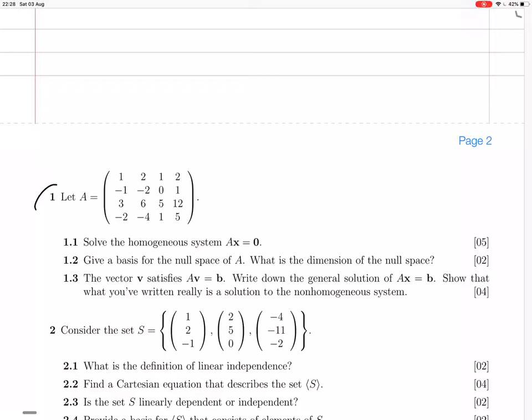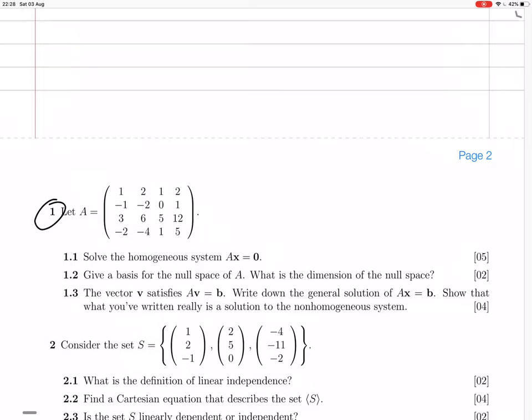Okay, so question one. They give us a matrix A and say solve the homogeneous system AX equals 0. So that's just going to be a straightforward set up the equation, do some Gauss reduction, right? So what's this matrix? Let's write it down.